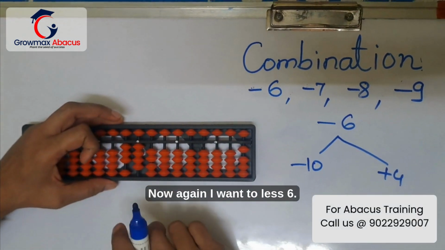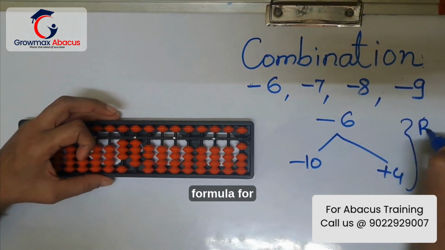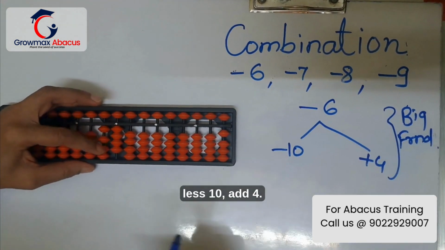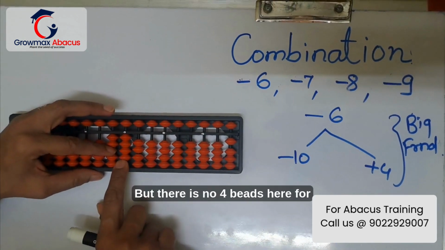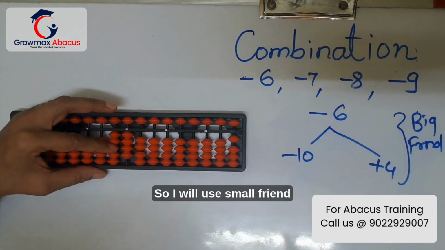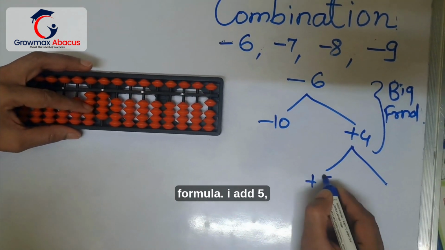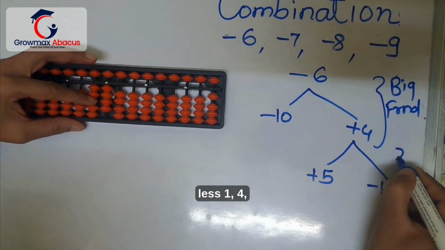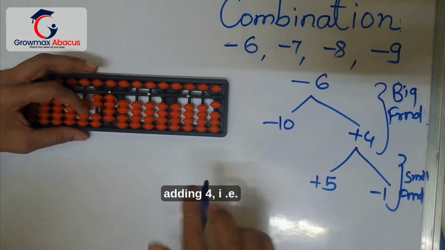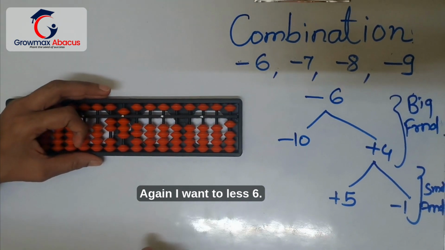Now again I want to less 6. I will use same big friend formula for lessing 6, that is less 10, add 4. But there is no 4 bits here for adding. So I will use small friend formula, that is add 5 less 1 for adding 4, that is add 5 less 1.